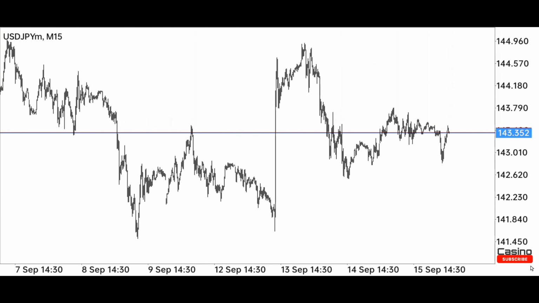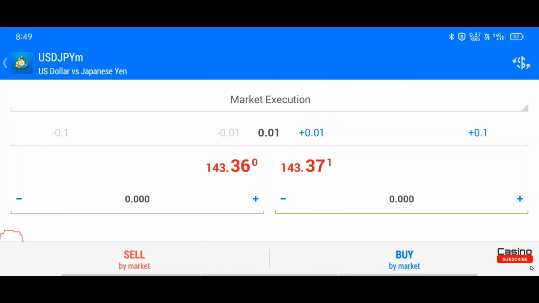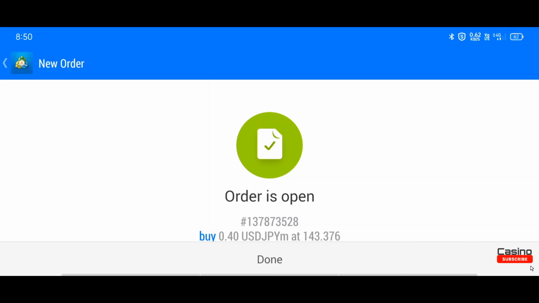Today we will trade in US dollar versus Japanese yen, where you will get to learn more. I have $4,300 in this account. Let's see how much we can grow it. Here our goal is to achieve the big target. I am increasing the lot size according to the account, and we will follow proper risk management. I have already calculated my risk.